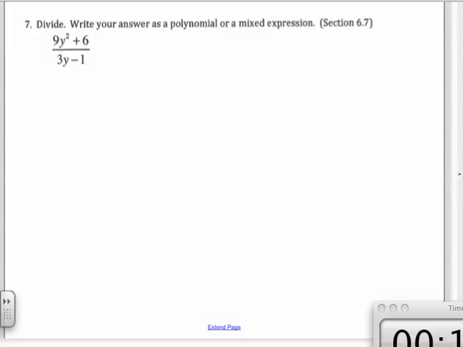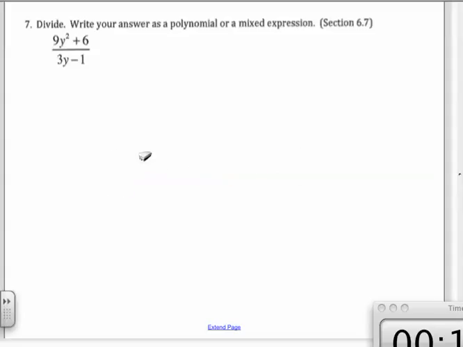Okay, guys, number 7 says divide. Write your answer as a polynomial or a mixed number. And I picked this one to put in there because we needed placeholders on this one. Okay? Remember, back when you were in 3rd grade or 4th grade and you were doing your division, you know that a fraction, if I have 12 on top and I have 5 on the bottom, that's the same as 5 into 12. Right? Same thing with these.